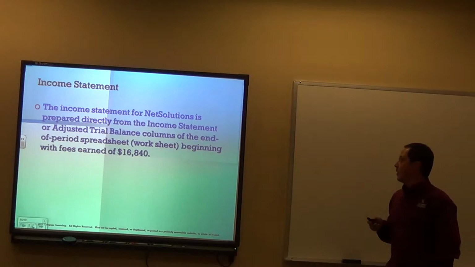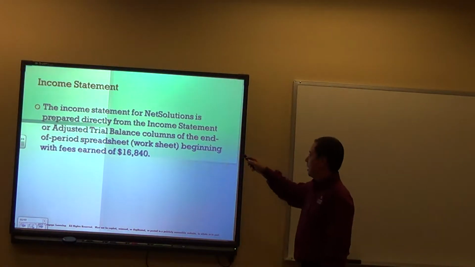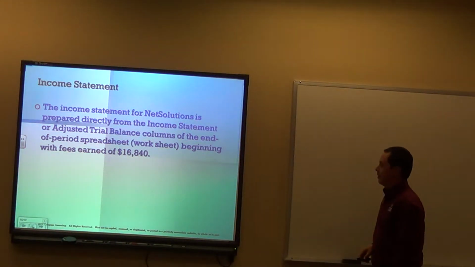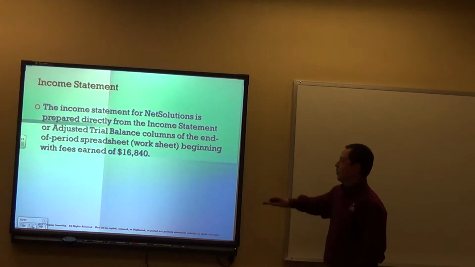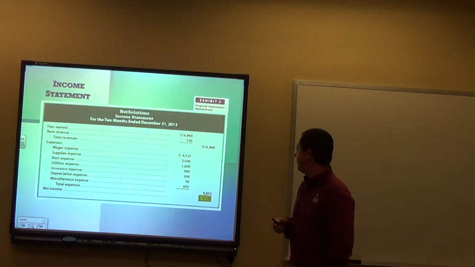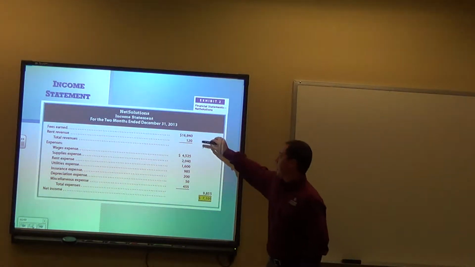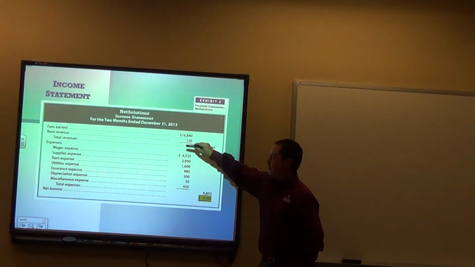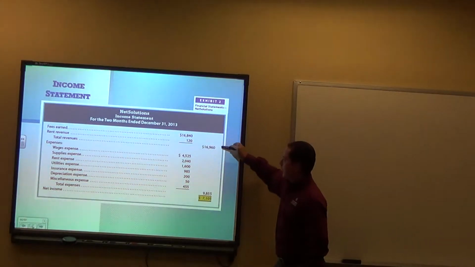All right, the income statement for Net Solutions is prepared directly from the income statement or the adjusted trial balance columns of the end of period worksheet. So beginning with fees earned of $16,840. So this is what we have here. We have a rent revenue. So any of the revenues is first. Total revenue is right here.